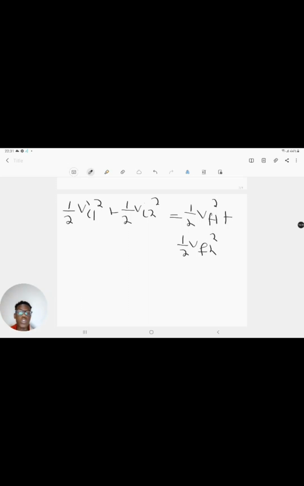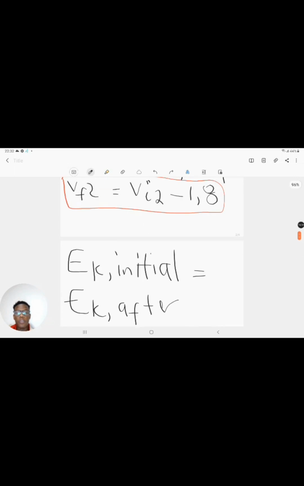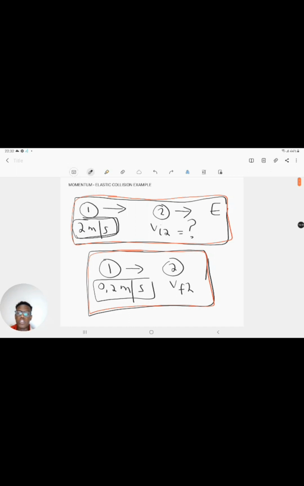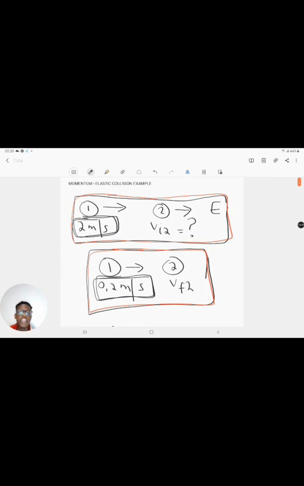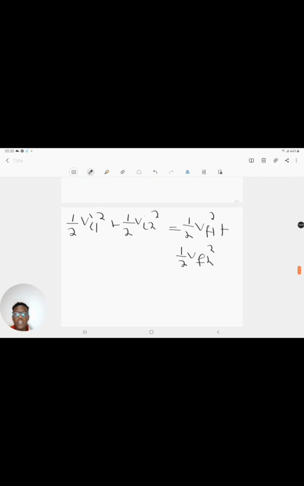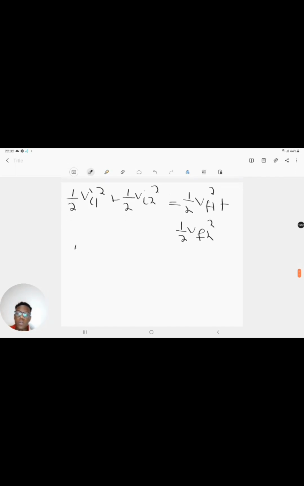Okay, now I can substitute the actual values that I have. We know that the initial velocity of ball number 1, if I go up to the question, is 2 meters per second, and the final velocity of ball number 1 is 0.2 meters per second. And the initial and final velocities of ball number 2 I don't have. So that's the information that I have. So now I can just substitute 1 over 2, vi1 squared is 2, so that's going to be 2 squared plus 1 over 2.